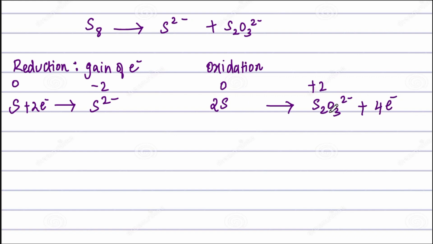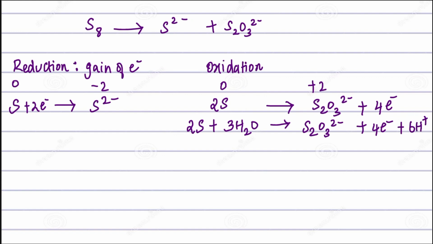Now you have to balance the oxygen atoms also. In the product you have 3 oxygen atoms, but in the reactant you don't have any oxygen atom. So you have to include 3 water molecules in the reactant. So 2S plus 3H2O gives S2O3²⁻ plus 4 electrons. Now you see the hydrogen atoms. 3 into 2, 6 hydrogen atoms are present on the reactant side, but in the product you don't have any hydrogen atom. So you have to write 6H⁺.